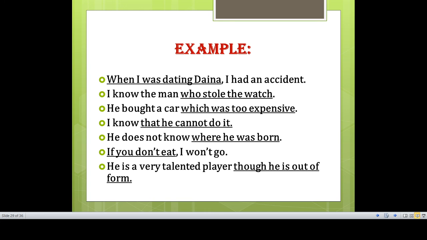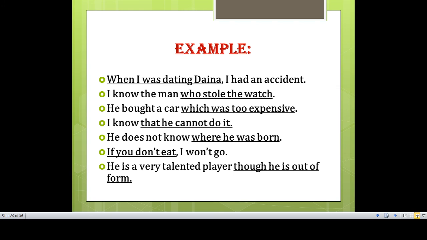I know the man who stole the watch. I know the man, that's your main clause. Who stole the watch? That's your dependent subordinate clause, which begins with who. That's why I told you it may begin with relative pronouns. He bought a car which was too expensive. Which is your main clause here? He bought a car. Which is your dependent clause or subordinate clause? Which was too expensive. And it begins with which.